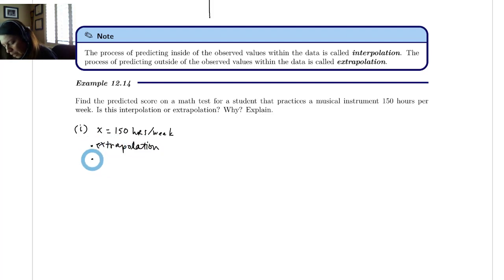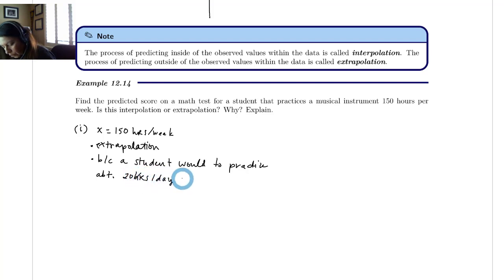Because a student would need to practice about 20 hours a day, which seems unreasonable.